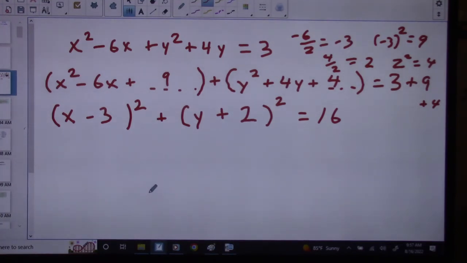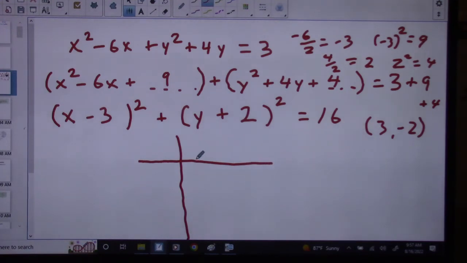So we have h, k is going to be 3, -2, right? So that's going to be our center. It's going to be pretty close to that last one we did. So you have 3, -2. So 1, 2, 3, and -2. And we have our radius of 4. And so it's going to be something that looks like this.